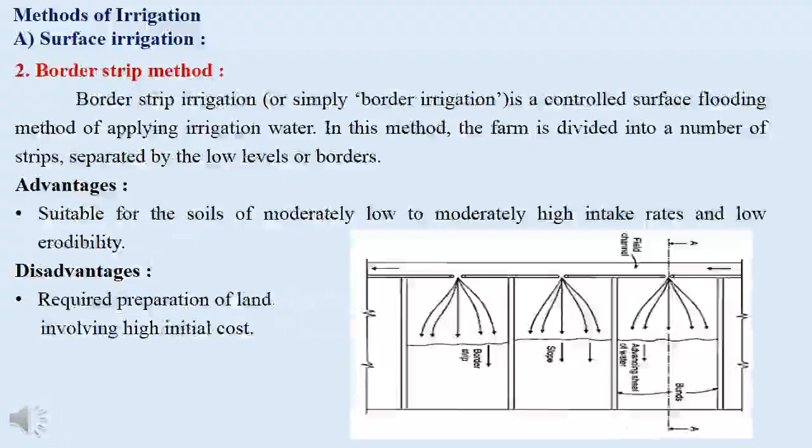Next is the border strip method. It is a modified surface flooding method in which the farm is divided into a number of strips separated by borders. It is suitable for soils of higher and lower soil erodibility.